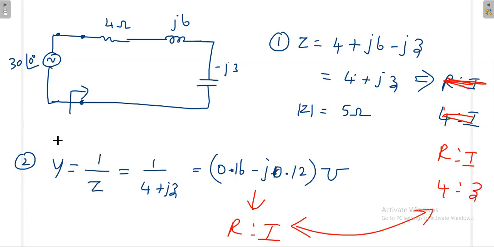Or otherwise, if they want mod Y, then that is equal to mod Z. Mod Z is equal to 0.25.